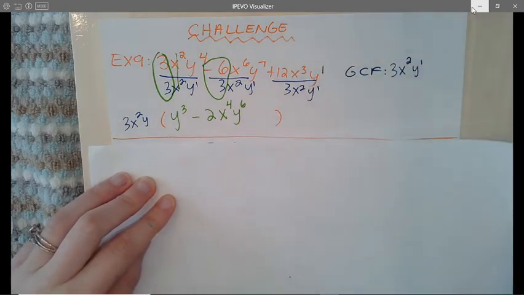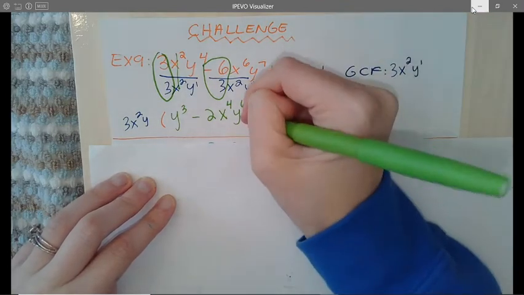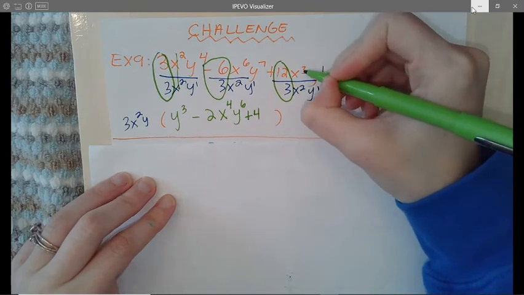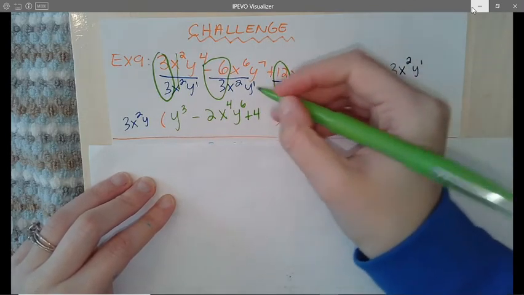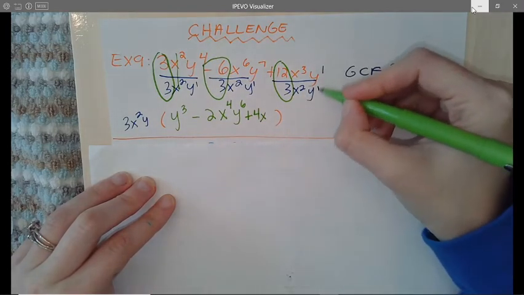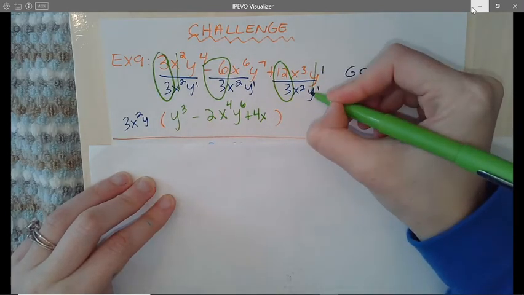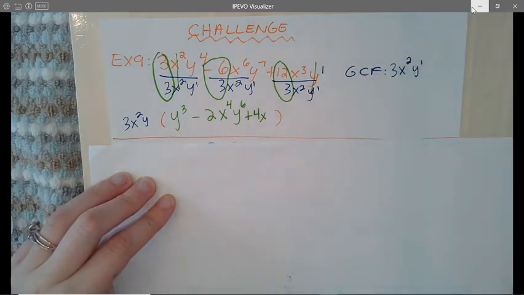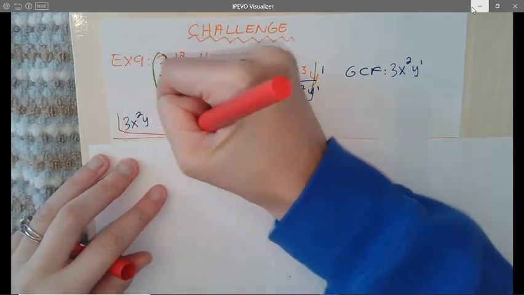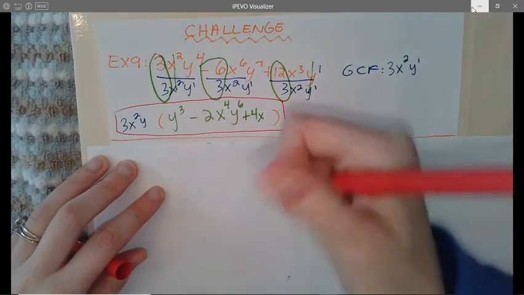Okay, so let's move on to our final coefficient. So 12 divided by 3 is a positive 4. Okay, x to the 3rd divided by x squared. Well, 3 minus 2 gives me x to the 1st, or just plain old x. Okay, and then the y's are to the same power. So anything divided by itself cancels and turns to 1. And guess what, you guys? That is the answer to the challenge problem. Look at that. Nice work, you guys.